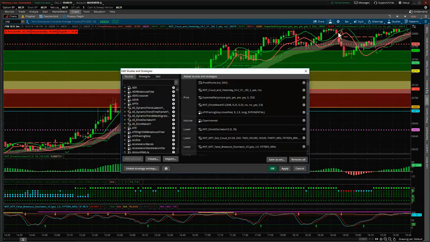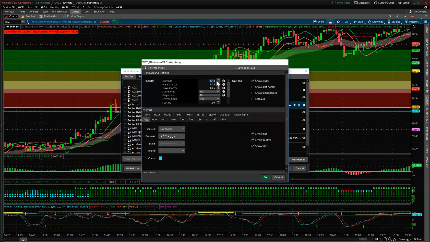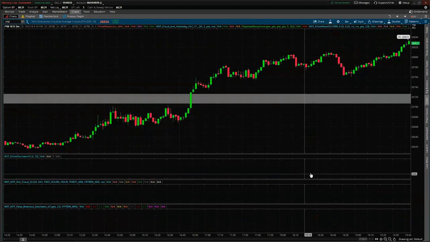Then I go onto the hourglass. I go to, where are we now? W5T Elliott Wave version 3, 7099. Click the gear wheel, and I'm going to change the start bar to 7099. Okay, apply, give it a time.